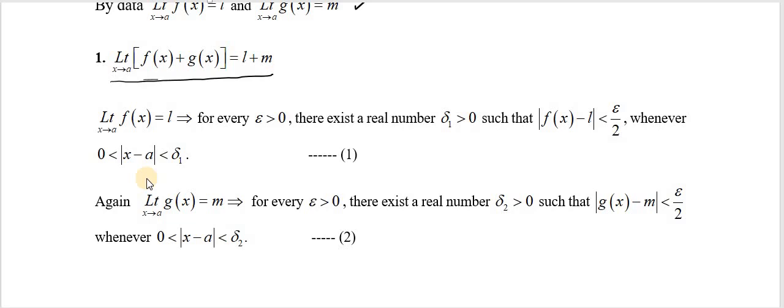Again, limit x tends to a of g(x) equals M. Again we are using the definition of limit of a function. For every epsilon greater than 0, there exists a real number delta 2 greater than 0 such that modulus of g(x) minus M is less than epsilon by 2 whenever 0 is less than modulus of x minus a, which is less than delta 2. Take this as equation 2.